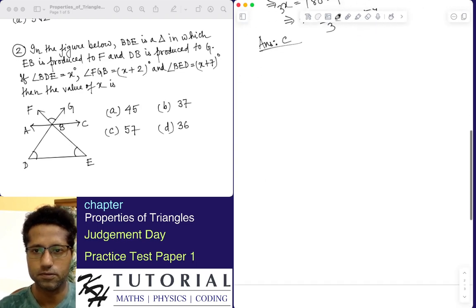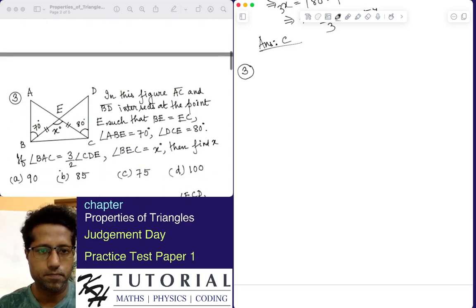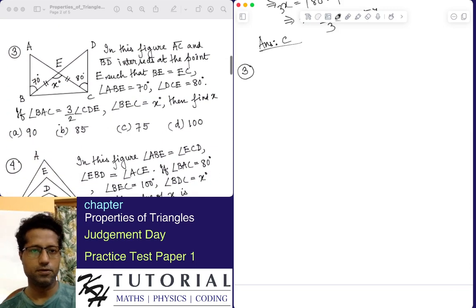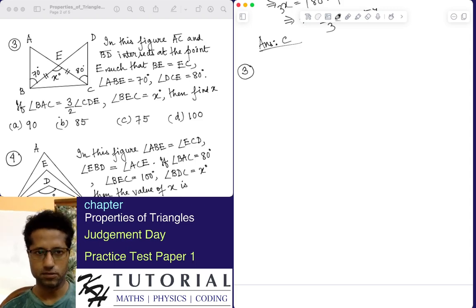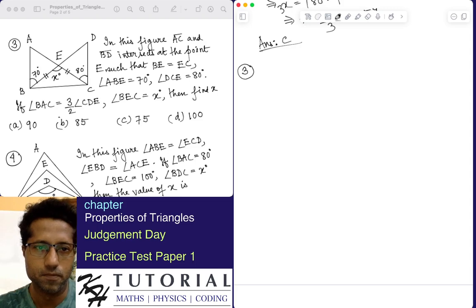Okay, let's do problem number 3. We have a figure. Problem number 3 says, in this figure, the segments AC and BD intersect at the point E such that BE is equal to EC. When two sides are equal, they are indicated with two parallel lines on the middle of each line. You can see the segment BE has two parallel lines that indicate that it is equal to some other side. So let's quickly draw the figure.